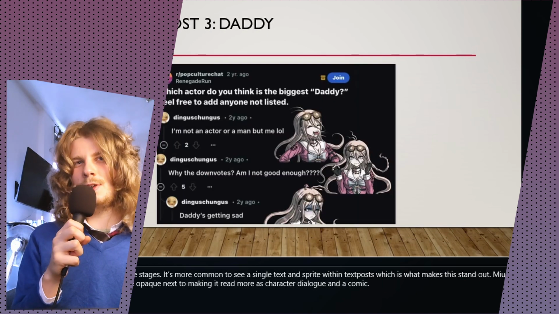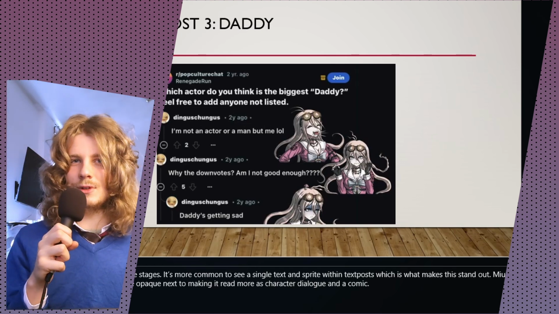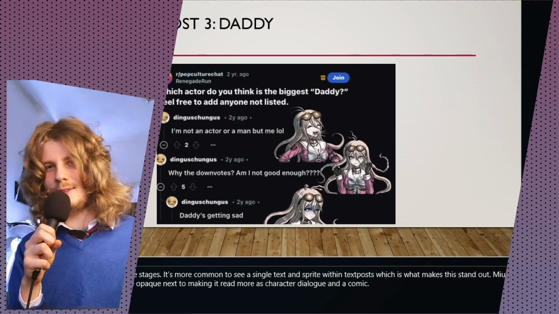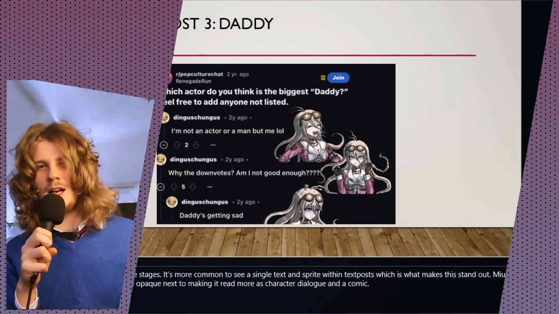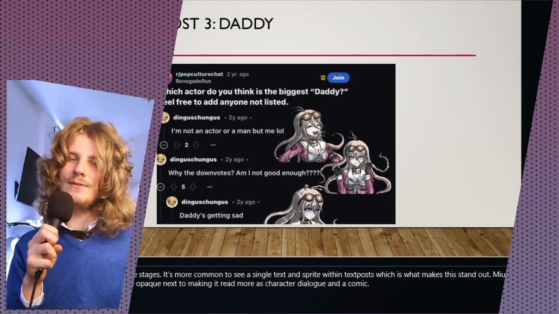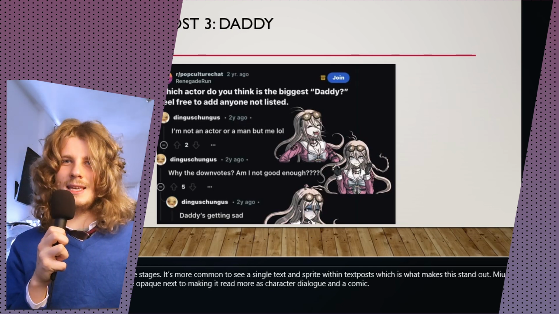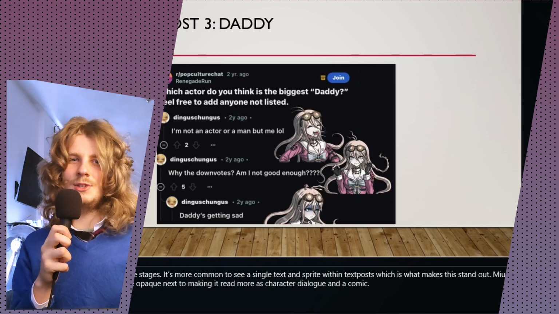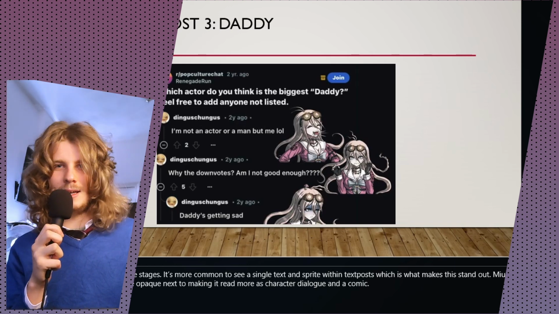Next we have specific post 3, Daddy. This post, first of all, follows the rule of thirds format. We have the premise and then 3 comments by Miu, and we're using the character comic dialogue scene, so we can very much infer dialogue here. And what this does, interestingly, is that it communicates a character quirk while it has multiple stages.